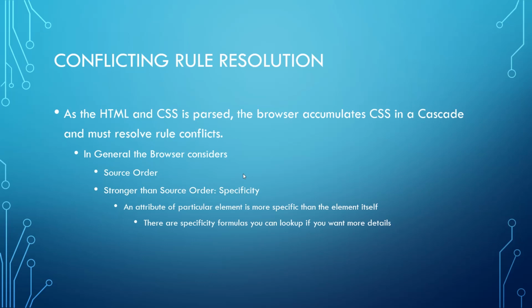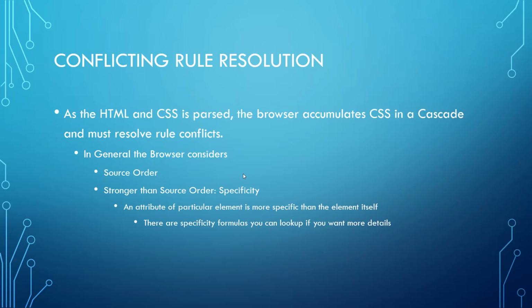That's about specificity. Now, specificity can get pretty complicated, not in terms of understanding it, but in terms of all the details that are involved, because an attribute of a particular element is more specific than an element itself. But then that element can have multiple attributes. Which one is the most specific? So I'm going to show an example of this, but to get really in the weeds, you can look up the specificity formulas. You can research to get more details about that.